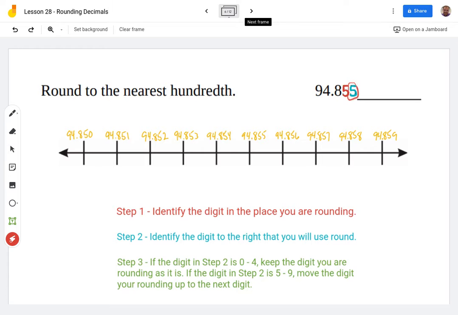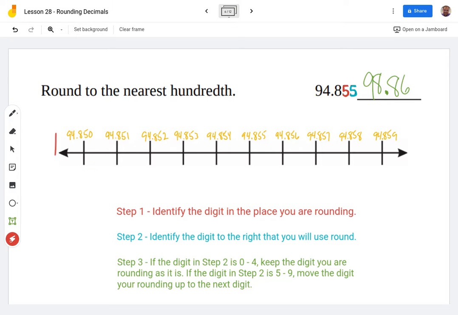That's another 5. And so, in step 3, if that digit in step 2 is between 0 and 4, well, it's not, so let's move on. If the digit in step 2 is between 5 and 9, it is in fact a 5. Well, we're going to move the digit that we're rounding up to the next digit. So what's up from 5? 6, making our final rounded answer 94 and 86 hundredths.